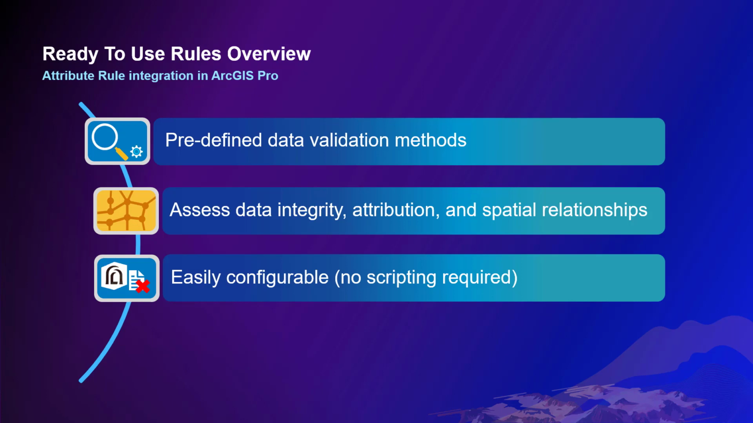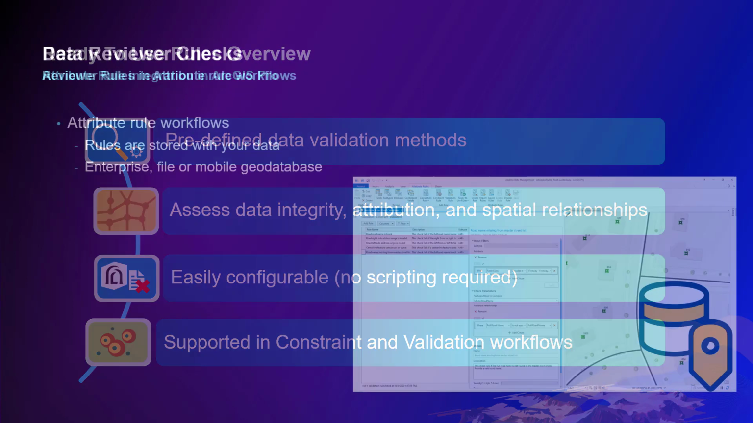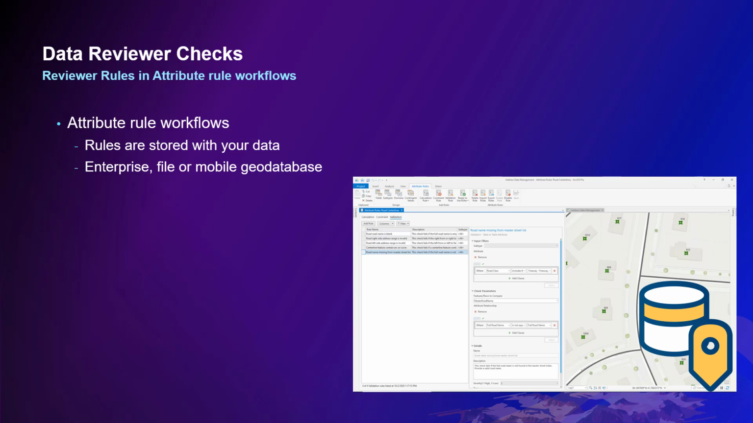Checks are easy to implement since they're configurable and do not require the creation of a custom Arcade script. And finally, they're supported in both constraint workflows that enhance quality assurance in data production, as well as validation workflows that assess the quality of features that already exist in your database. Reviewer rules are configured Data Reviewer checks stored in your geodatabase that assess the quality of features in rows.